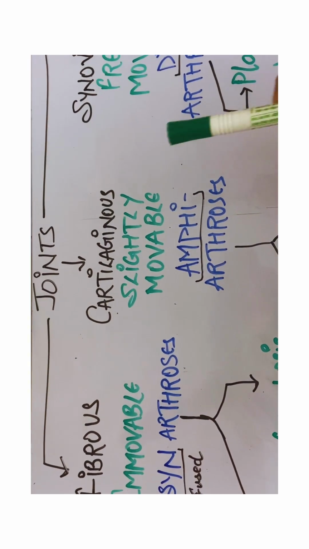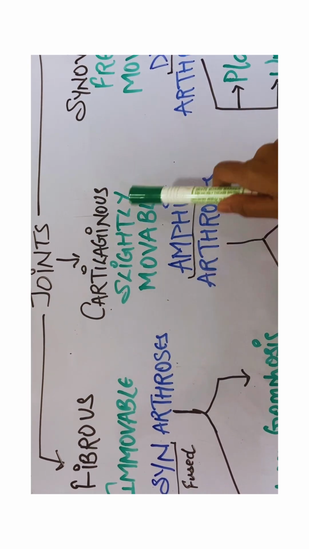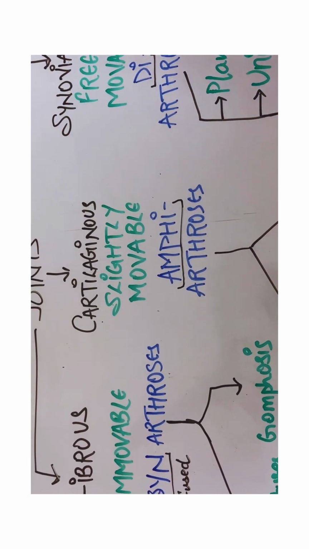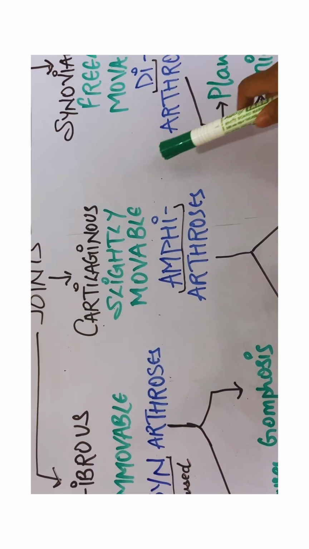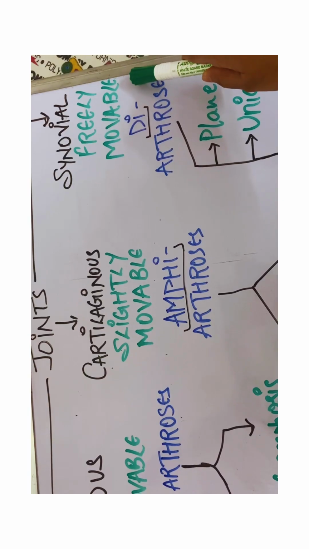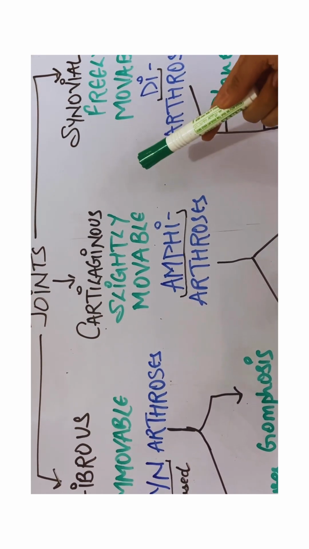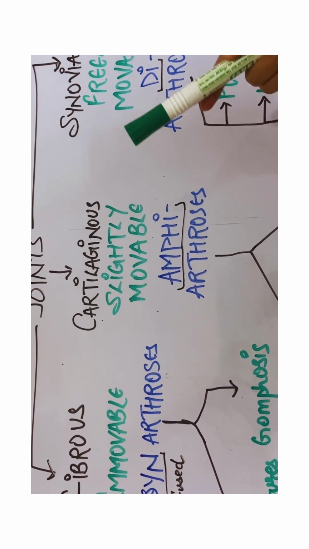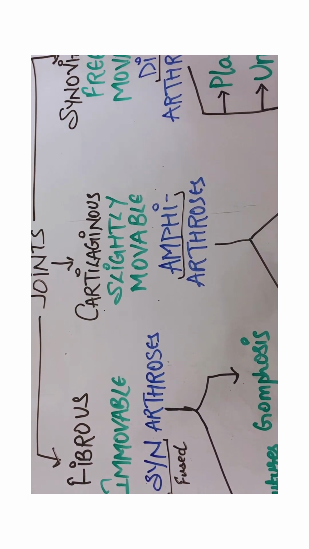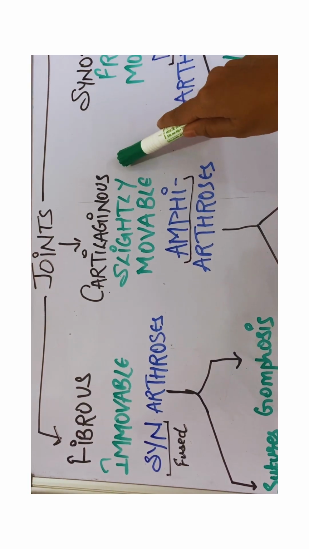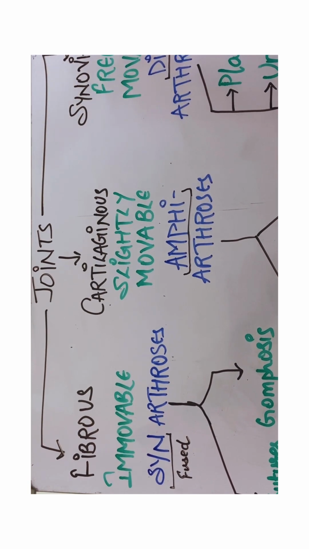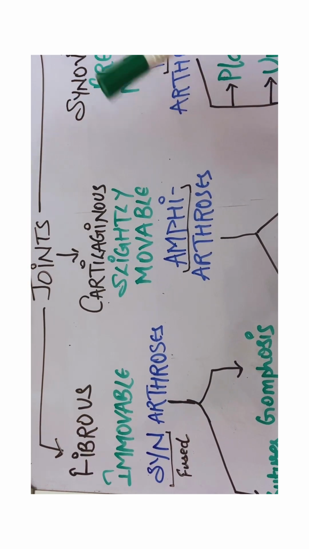Next, we come to the cartilaginous type of joint, which are slightly movable joints or amphiarthrosis. Amphi means showing two characteristics at the same time. So they show some characteristics of immovable joints and some characteristics of freely movable joints. They allow only a little bit of movement, and they provide a high amount of stability and only a little mobility. Cartilaginous joints are named so because they are fused together by either a hyaline cartilage or a fibrocartilage.